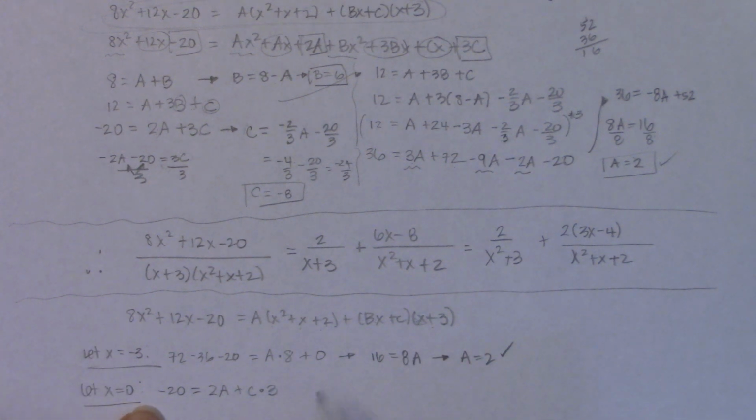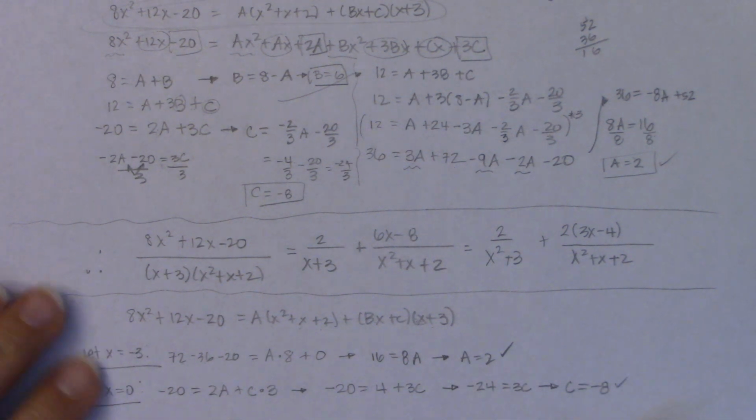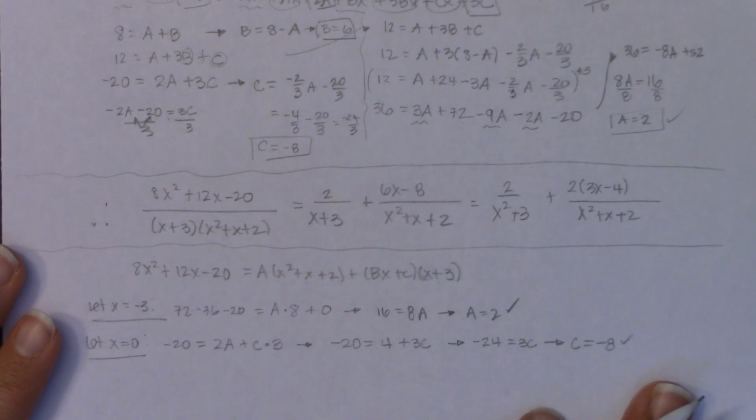So I get this equation, but keep in mind you already knew a, so you can really start to substitute in. I've got negative 20. 2 times a is going to be 4, plus 3c. If I subtract the 4 over, I'm looking at negative 24 equaling 3c. And when I divide by 3, I'm going to get c equaling negative 8. That's consistent with what we had up top. Let me scooch this up just so I can finish this out for us.